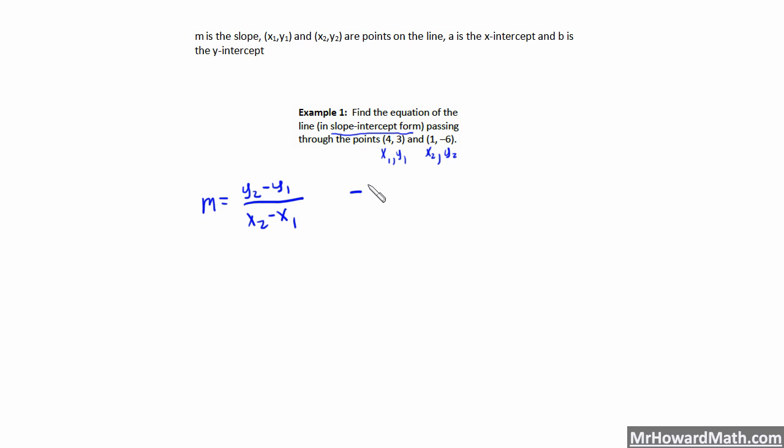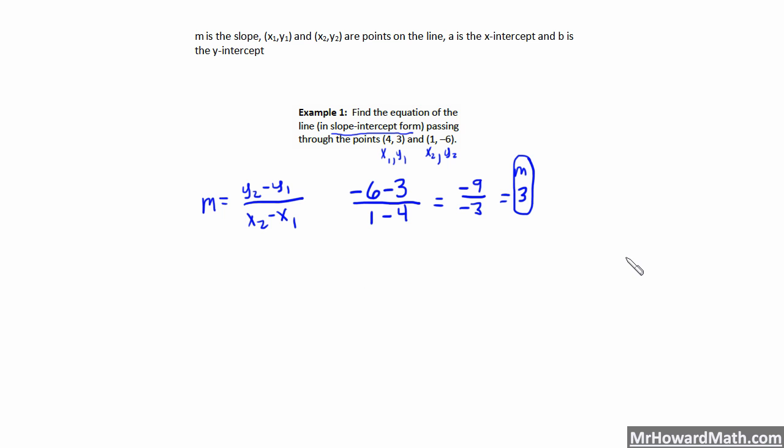So that would be -6 minus 3, that's y2, that's y1, divided by x2, which in our case is 1, minus our x1, which in our case is 4. So that's equivalent to -6 minus 3 is -9, and 1 minus 4 is -3. -9 divided by -3 is +3. So our m is equal to 3 here. So our slope is 3.